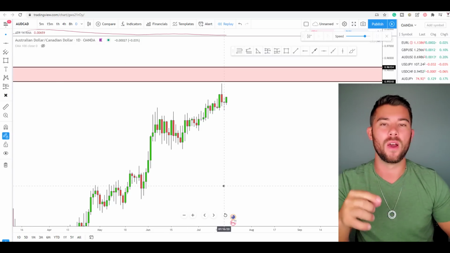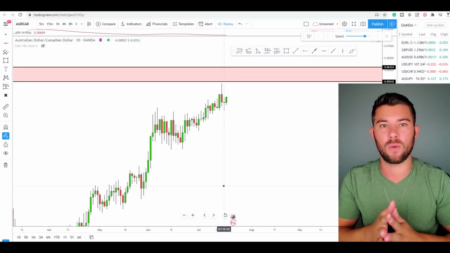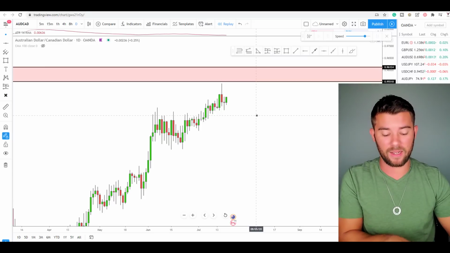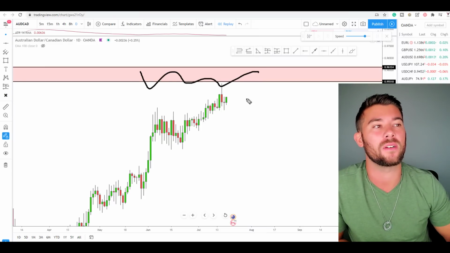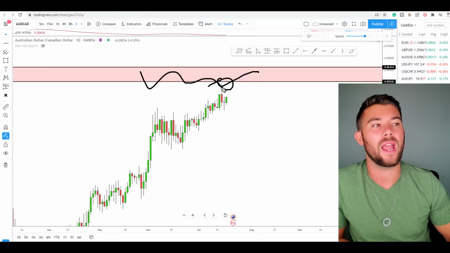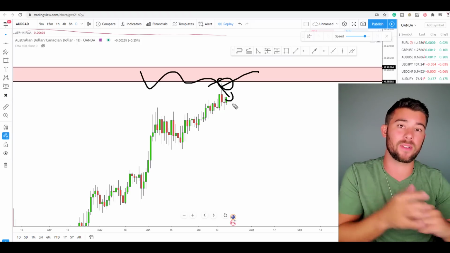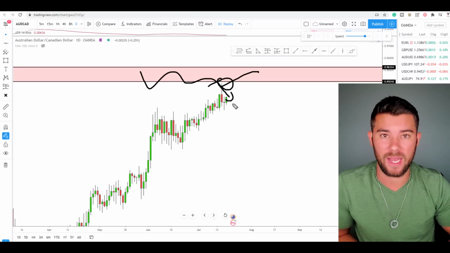So let's get started with a clip from a couple of weeks ago where we were talking about the Aussie Canada coming up into this zone here, like we have now, right in here, and falling from this zone. Let's take a look at that clip, and I will be right back.